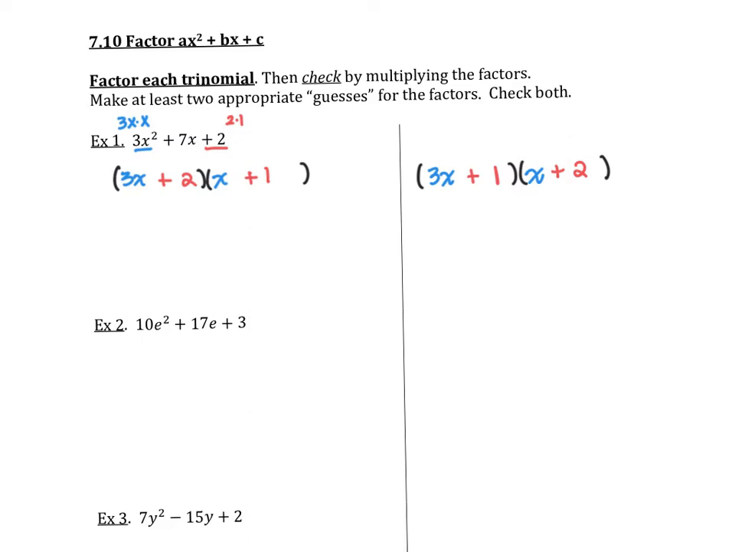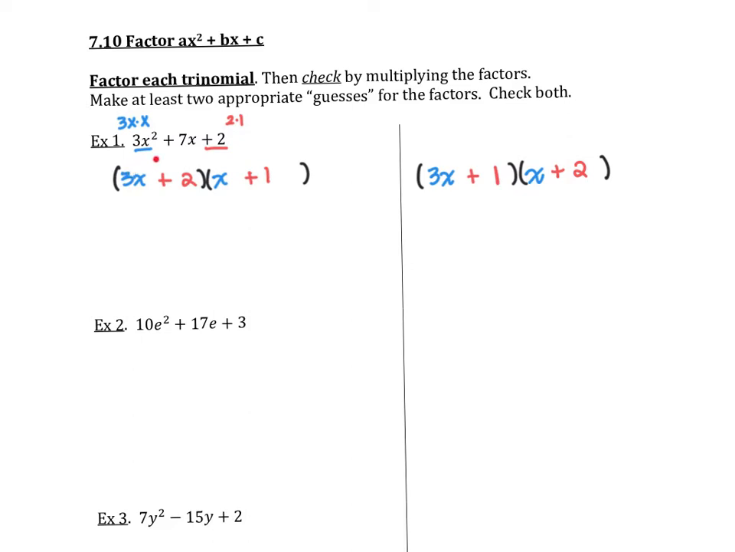So now I'm going to check and see if they both work by multiplying them out. I can multiply them out by using the distributive property or the box method. I'll switch back and forth. You will do whichever method is most comfortable for you. So I'm going to do distributive on the first one, but I'll do the box on the second one.